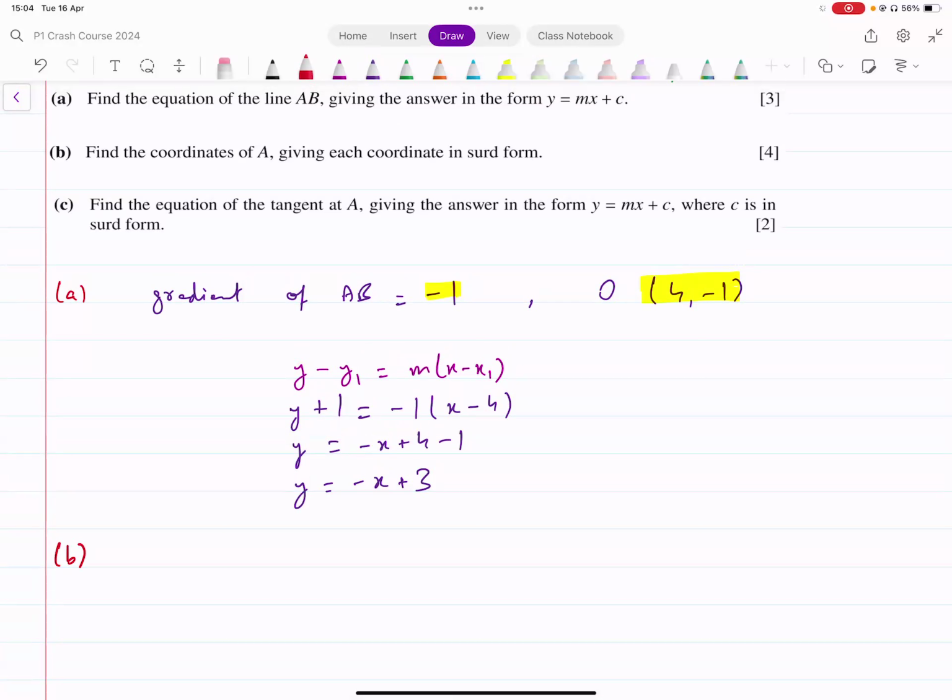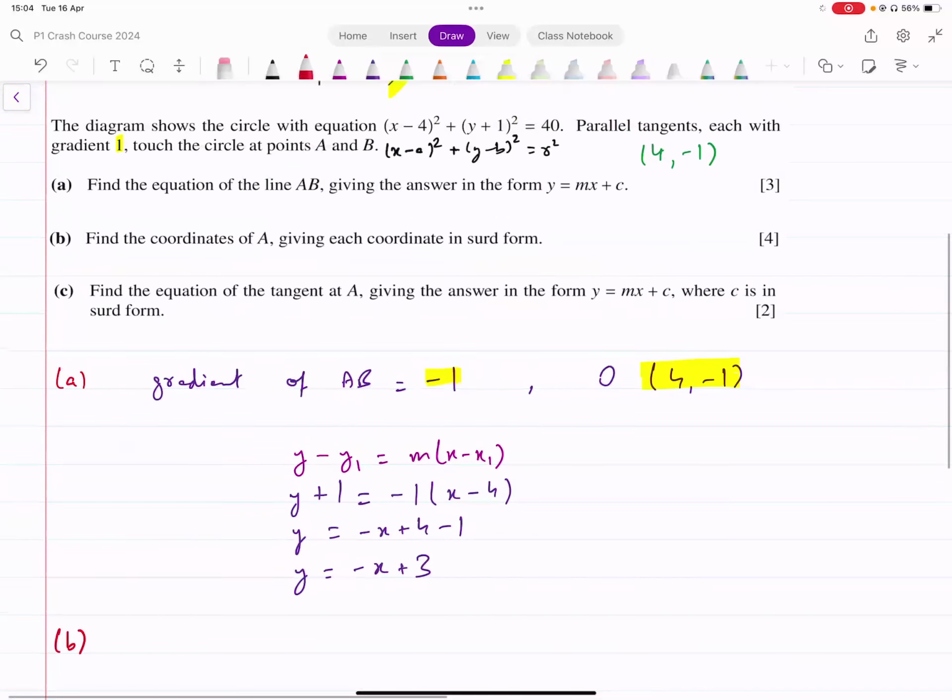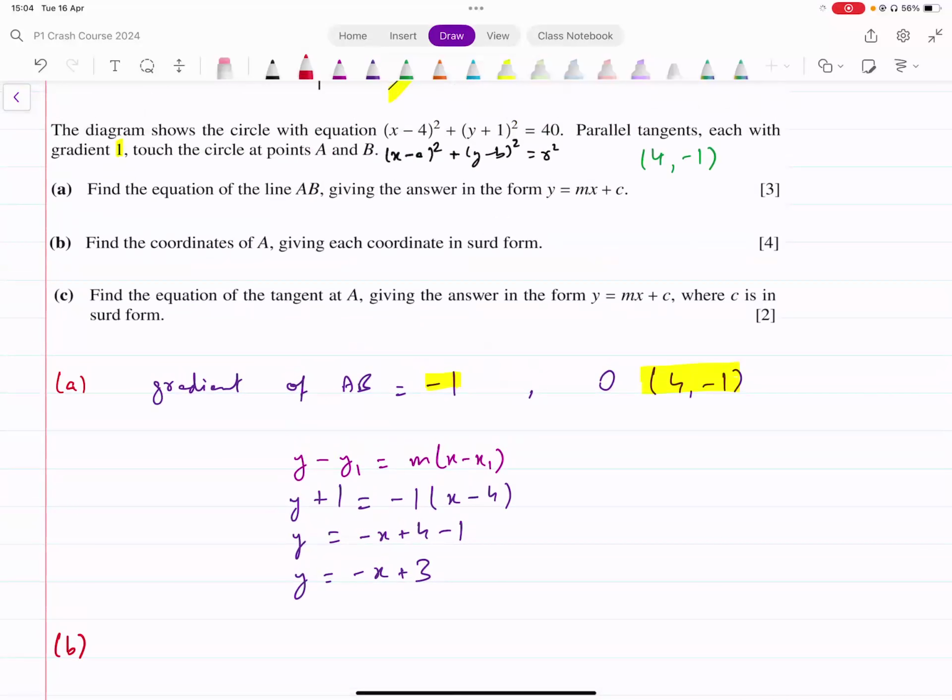Okay, now let's look at the second part. Now it says, find the coordinates of A, giving each coordinate in surd form. Now remember what surd forms are? Surd form is basically square root form. Square root, cube root, fourth root. So basically root form, that's what is known as surd. Now all that means is you don't have to use decimals in your answers. Everything should be left in exact form, and you would automatically get your answer in surd form. Okay, so you don't have to do anything special for that. It will automatically turn out to be in that form.